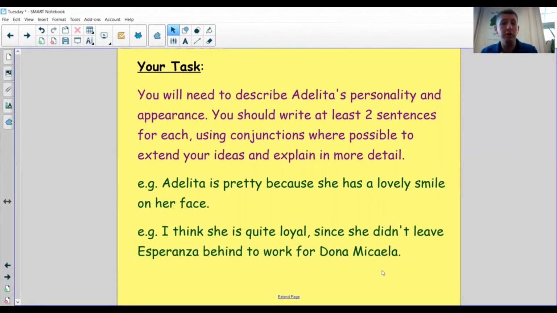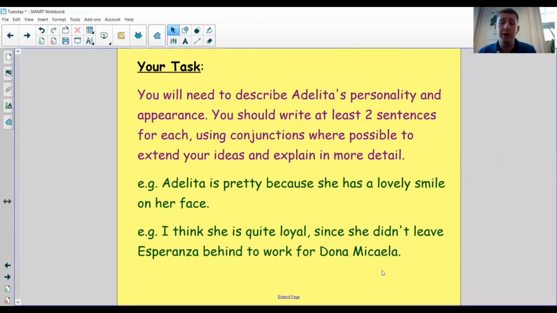I'd like to see if you could use conjunctions where possible to extend your ideas and explain in a bit more detail. There's some examples on the screen there of different sentences that you could use, but I obviously don't want you to steal them. I want you to come up with your own ideas. But these are just some ideas that you could use for your writing task today.